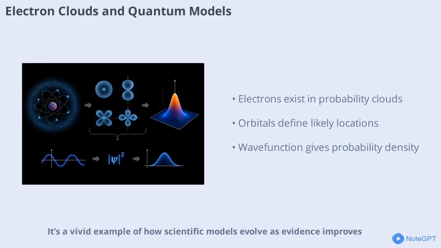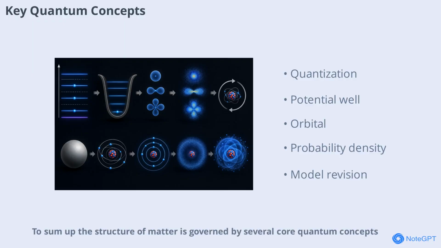It's a vivid example of how scientific models evolve as evidence improves. To sum up, the structure of matter is governed by several core quantum concepts. Quantization means that physical quantities like energy only occur in certain allowed values. The potential well is a model for understanding how particles are confined in stable states.